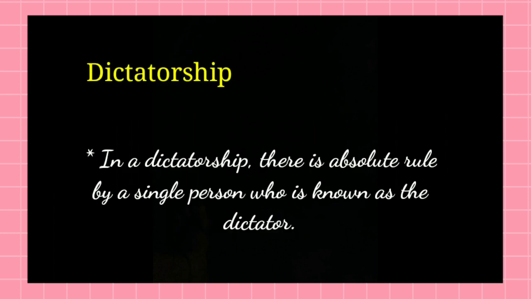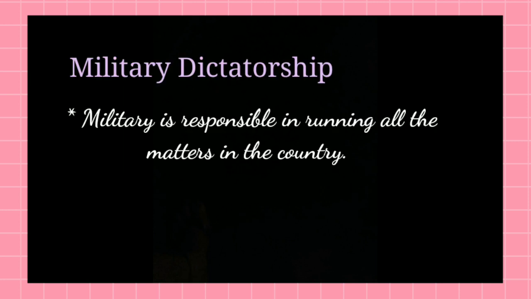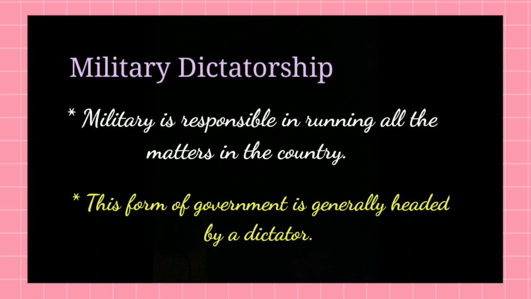Next, we learned about dictatorship. In a dictatorship, there is absolute rule by a single person who is known as the dictator. Next, we learned about military dictatorship. And in the military dictatorship, the military is responsible for running all the matters in the country. But this government also depends on a dictator.